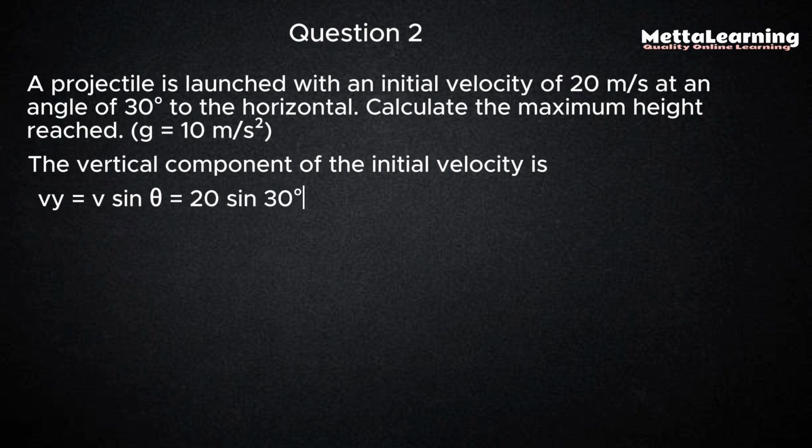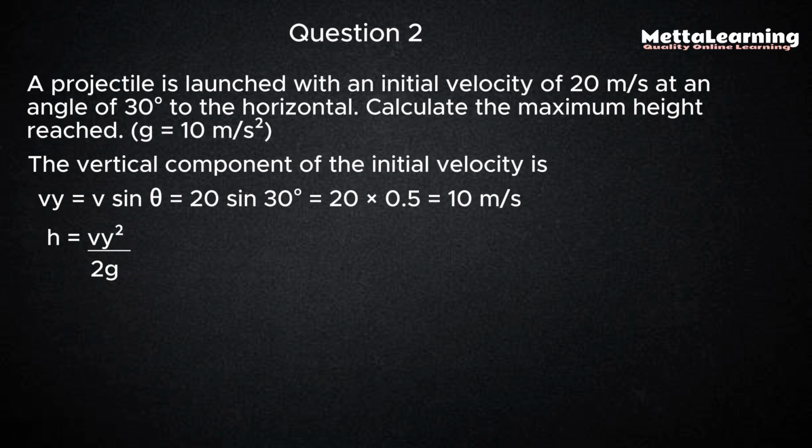Our velocity from the question is 20, and our angle theta is 30 degrees. So we have 20 sine 30. Sine 30 gives 0.5, so 20 times 0.5, and any number you multiply by 0.5 gives you half of the number, so that will be 10 meters per second. But that's not all. The next thing is the formula for maximum height. The formula for maximum height is h equals the initial vertical velocity squared, divided by 2g. So h equals Vy squared divided by 2g.